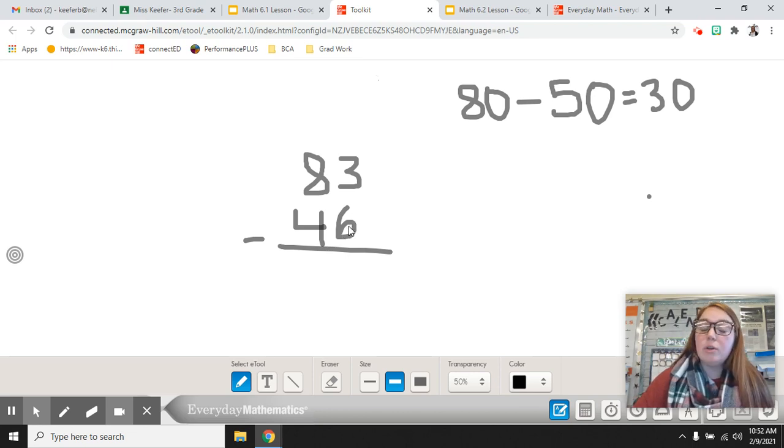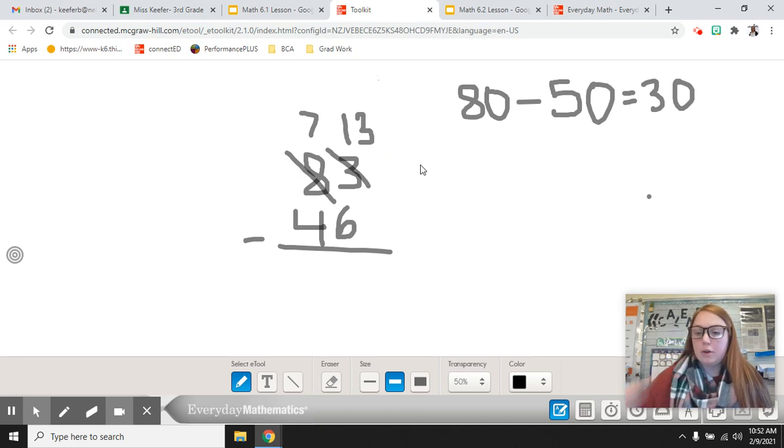No. So there's more on the floor, so we got to go next door and borrow 10 more. So this 8 is not actually 8. It is 8 tens. So we are going to borrow a 10 from this 80, which would leave us with 7 tens. And then we would add it to our ones place. So it would be like saying 3 plus 10, which would be 13.